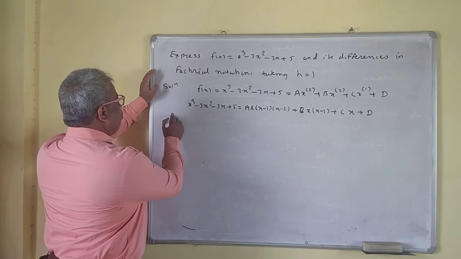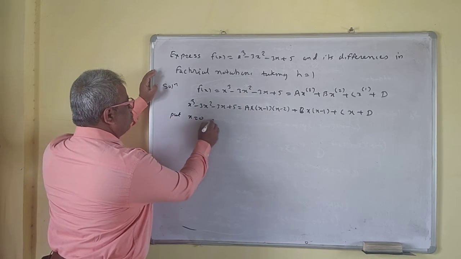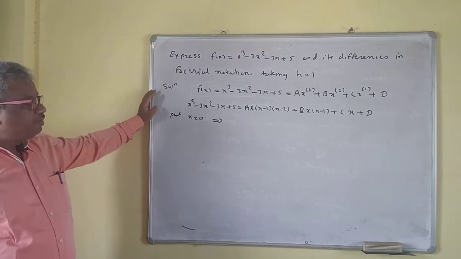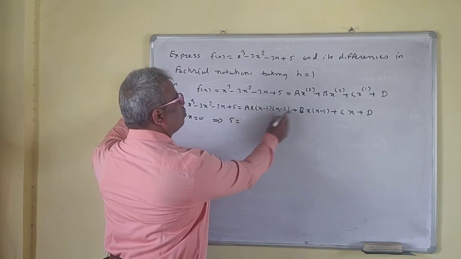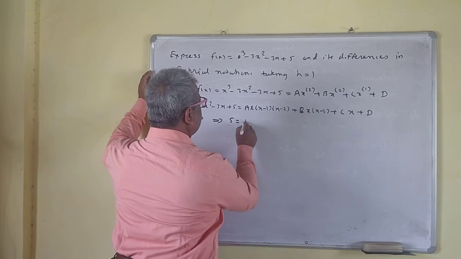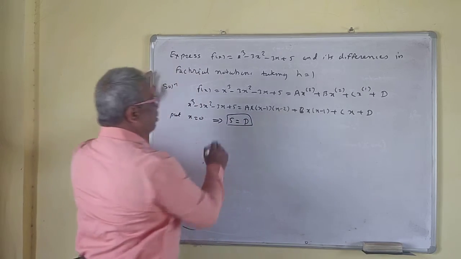Okay, so I will do like this. Put x is equal to 0. So if x is equal to 0, we get a 5, and everything else is 0. So I got d is equal to 5.